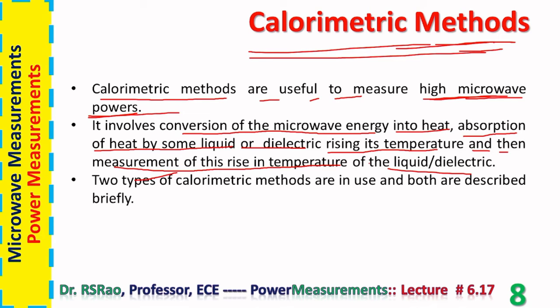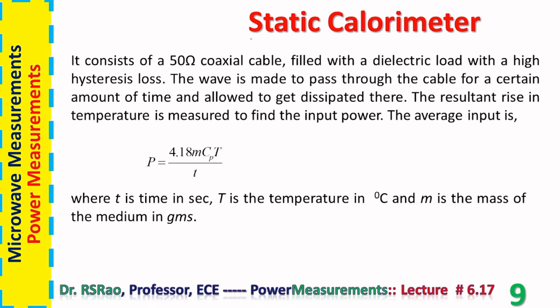The rise in temperature can be seen depending upon energy of the incident wave or power of the incident wave. So rise in temperature gives an indication regarding the power in the incident wave. Two types of calorimetric methods are in use, which are described right now. One method uses static calorimeter.